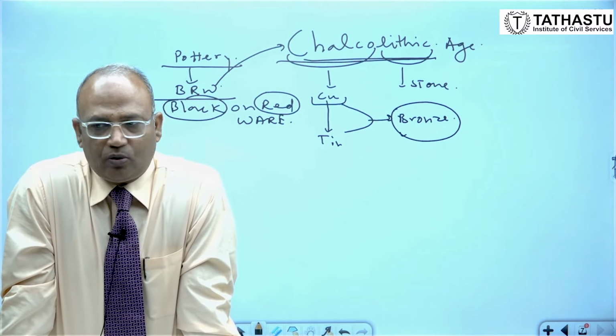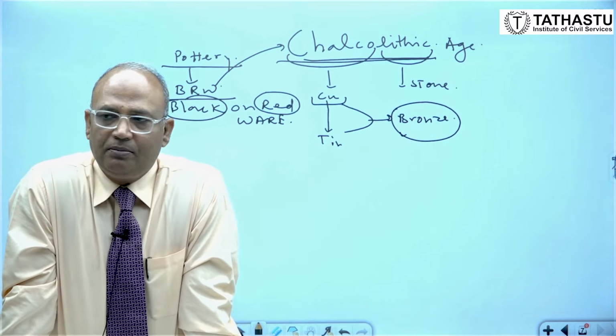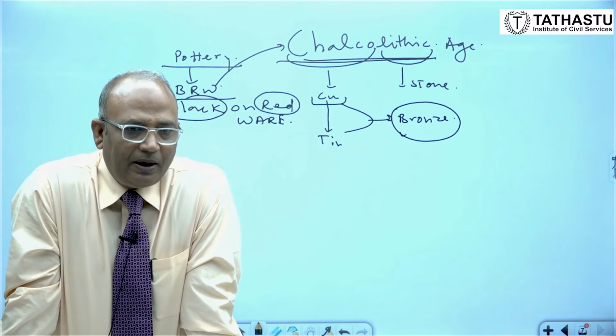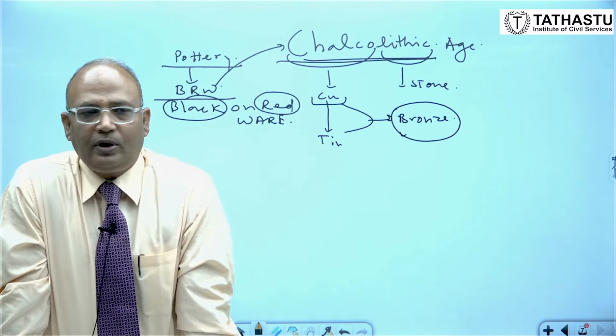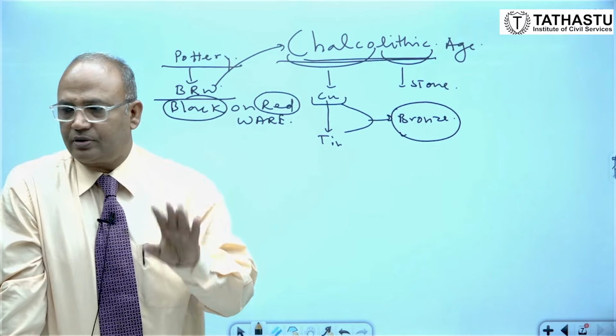Throughout ancient India, we have used four types of pottery that I will tell you after this chapter, only after this chapter. BRW, PGW, NBP and OCP, four types of pottery we have used.